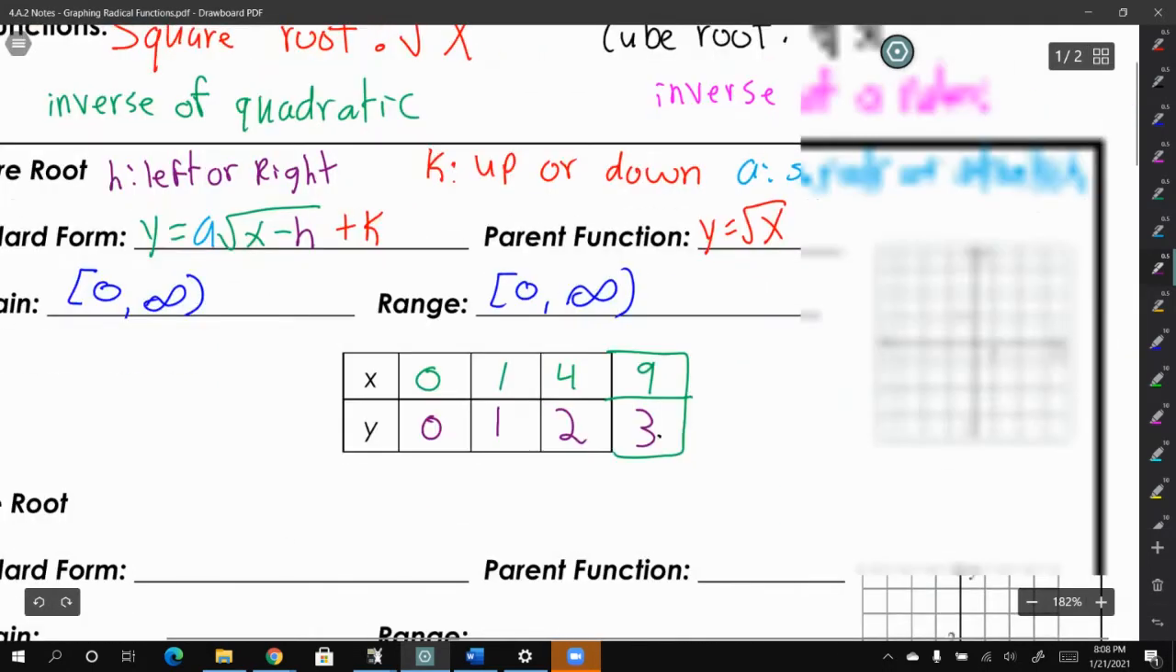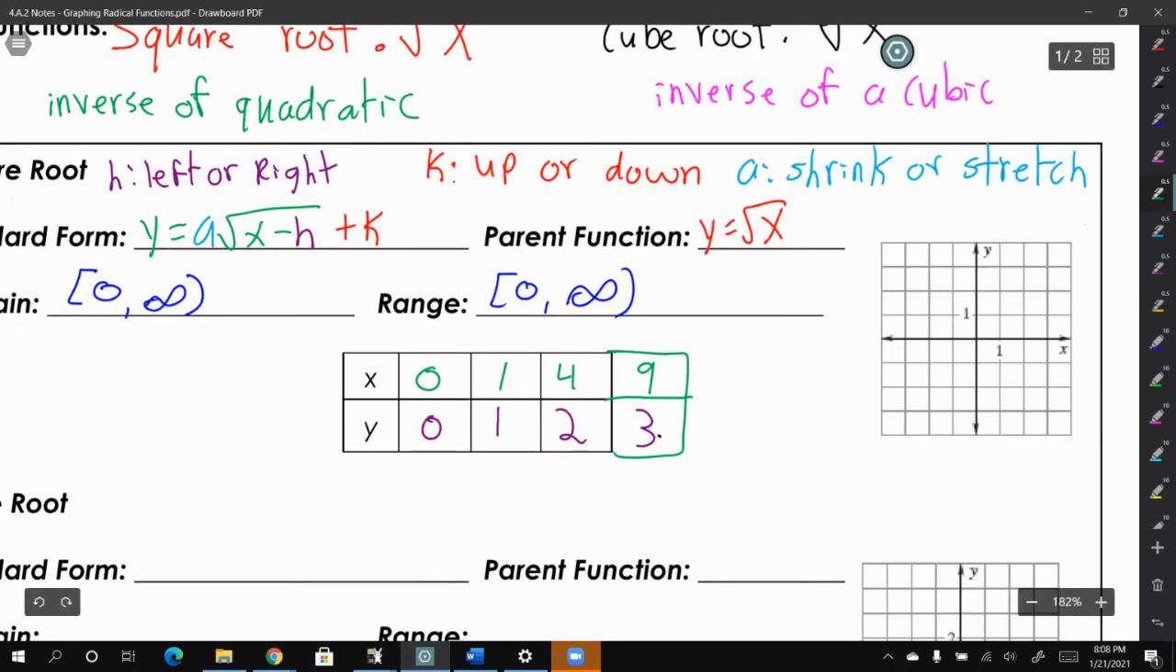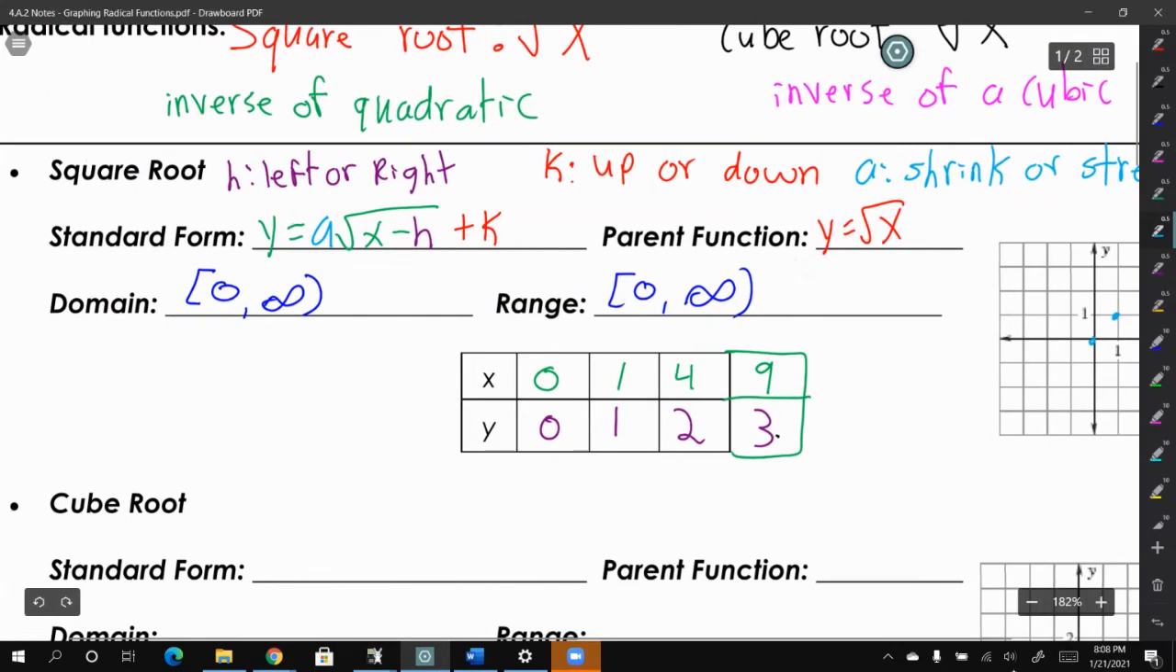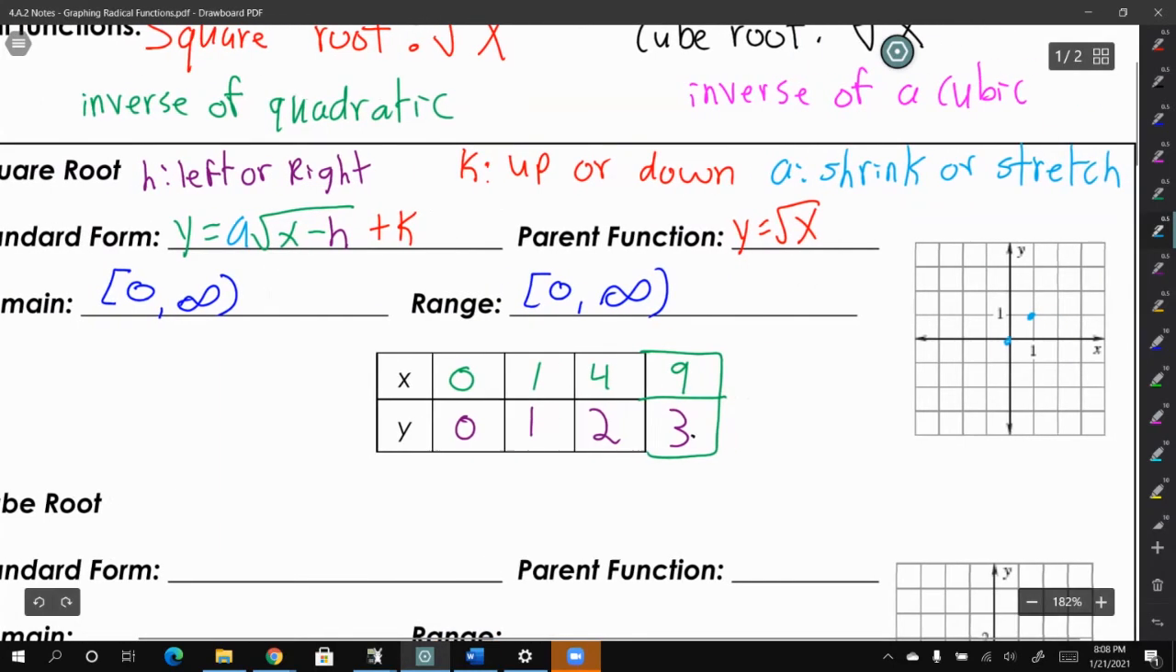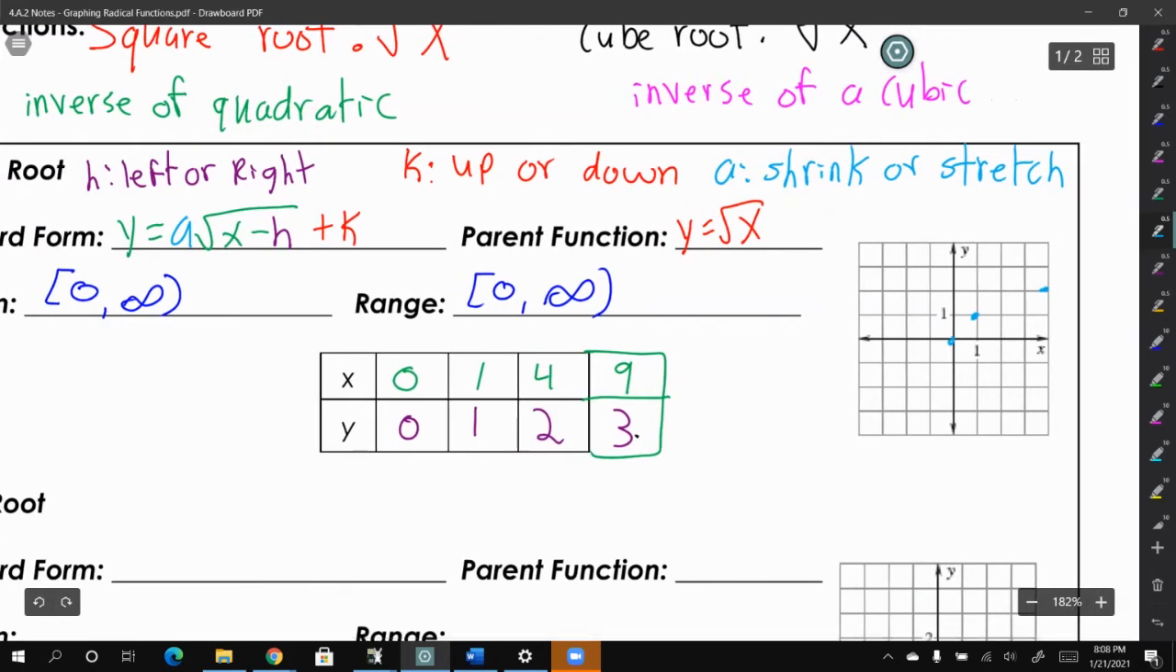I don't have 2 in my x values because if I take the square root of 2, I'll get a decimal. And then your graph would look something like this: 0, 0, 1, 1, 4, 2, and we can't fit 9, 3 on here, but we will have that one normally. So the square root function looks like that. And that should look a little bit familiar, because if we were talking about a quadratic function or a parabola, a parabola would look like this.